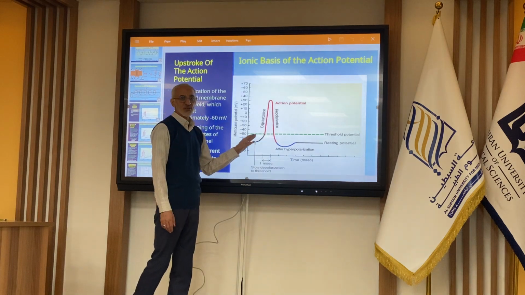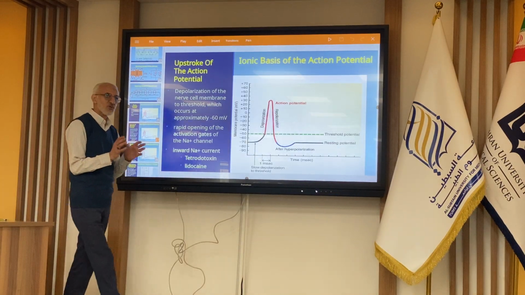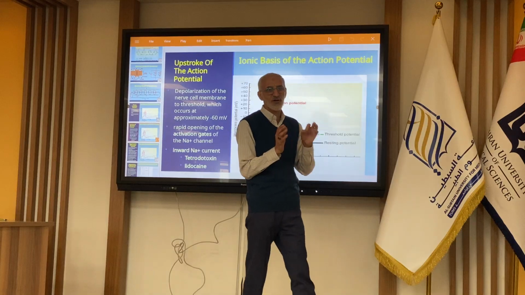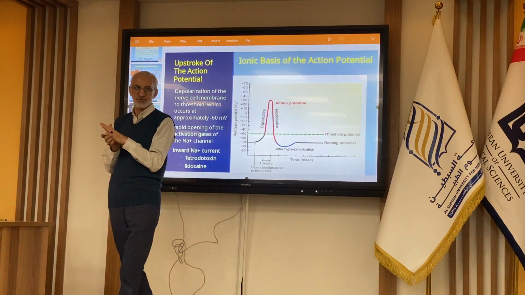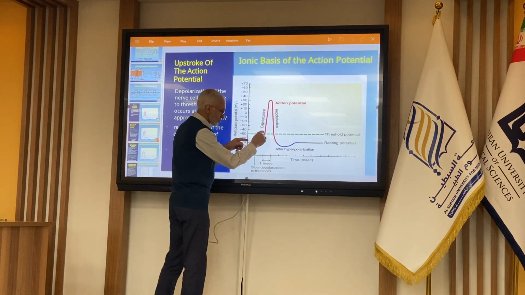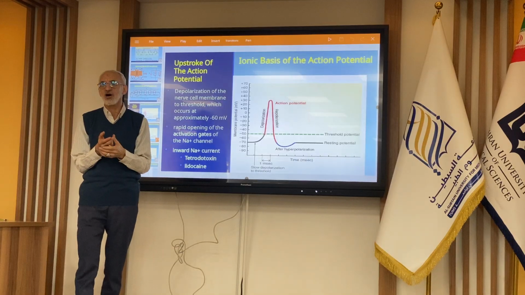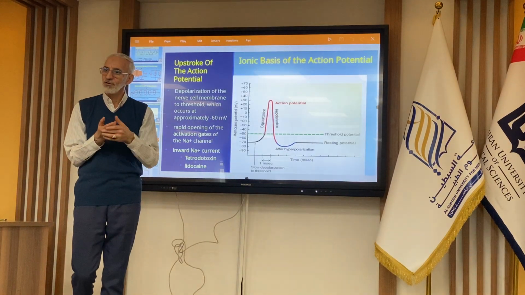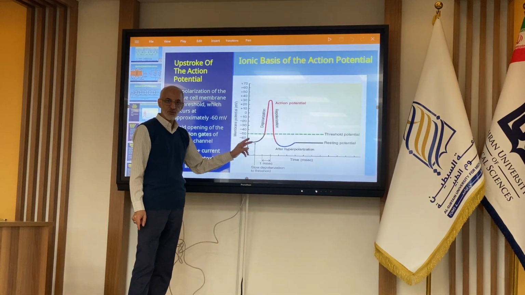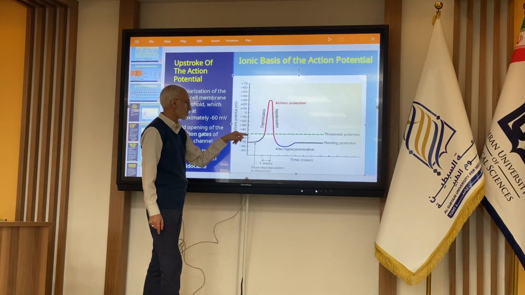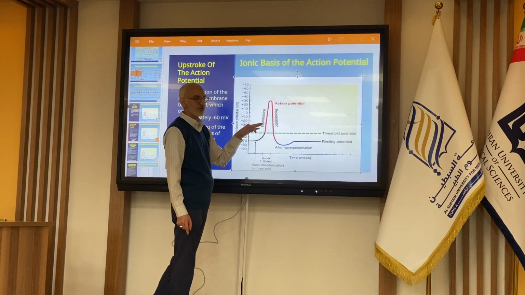When the cell membrane is stimulated by a local potential, this local potential may be produced by all types of stimuli: chemical, mechanical, and voltage. A local potential, if it reaches the threshold here, minus 50, an action potential will be produced. Fire.